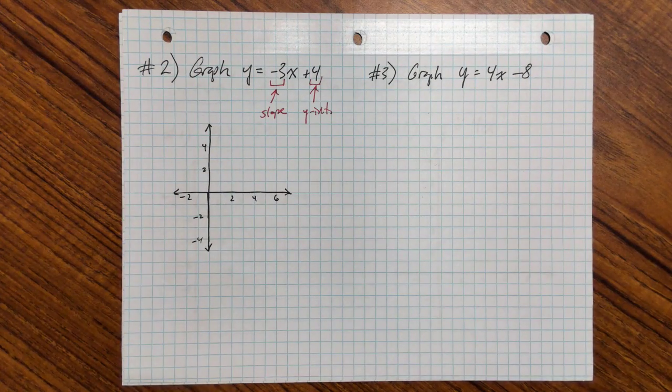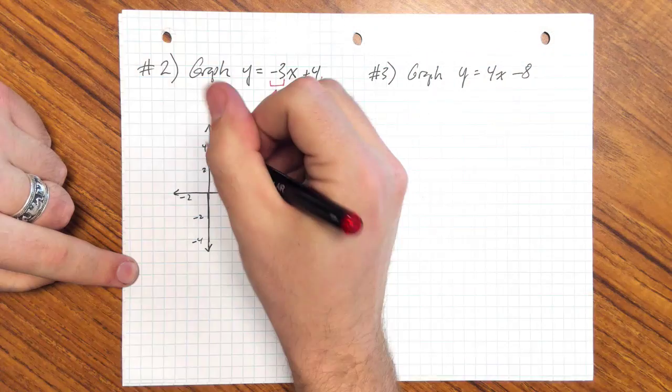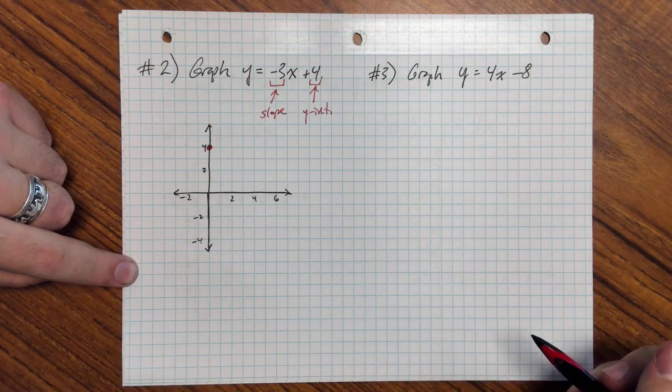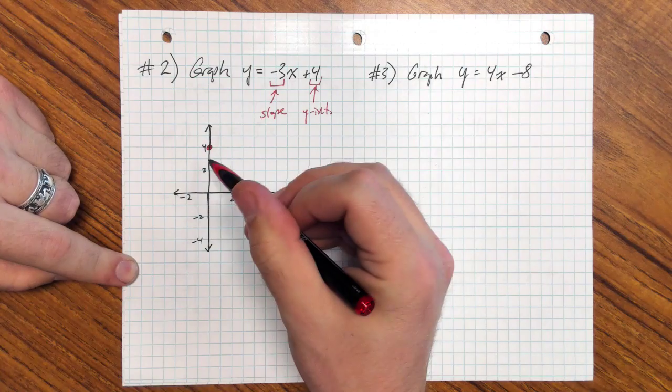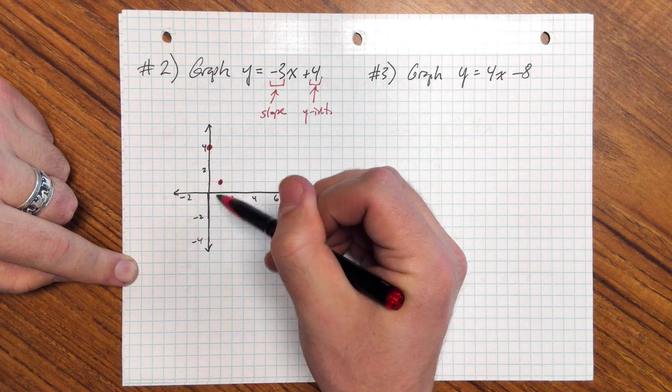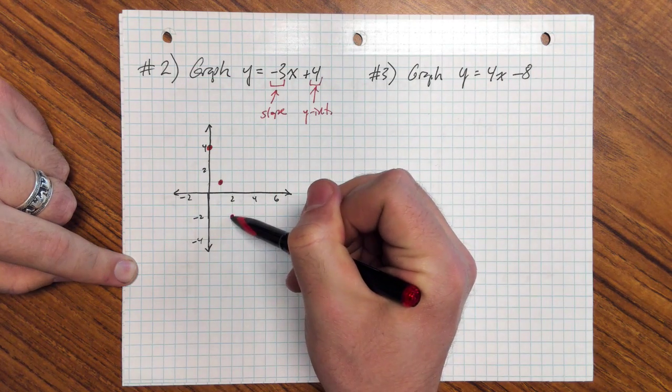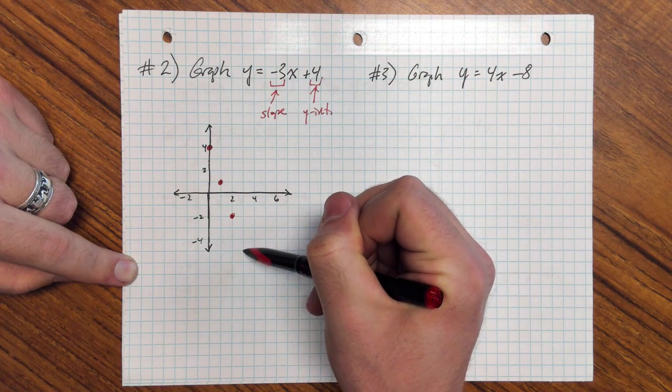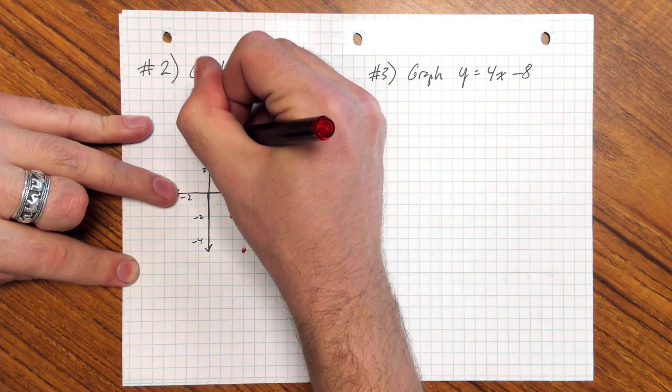And now I can draw my points. The y-intercept is positive 4, and the slope tells me to go down 1, 2, 3, and over to the right 1. Down 1, 2, 3, over 1. And there's my line.